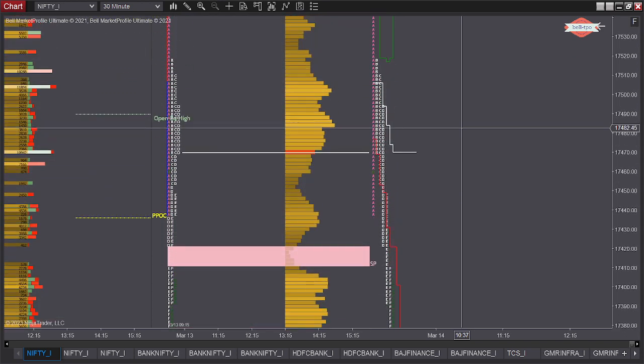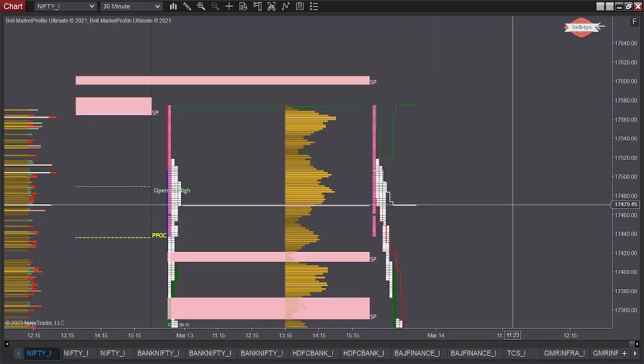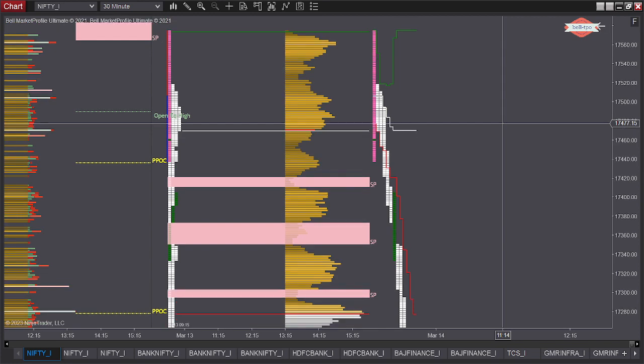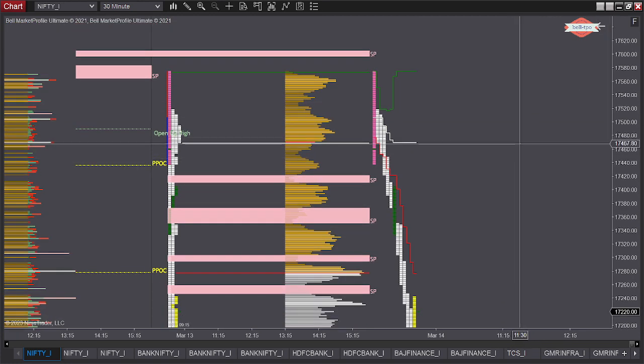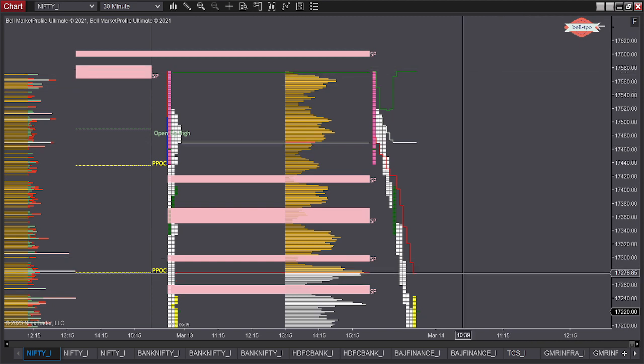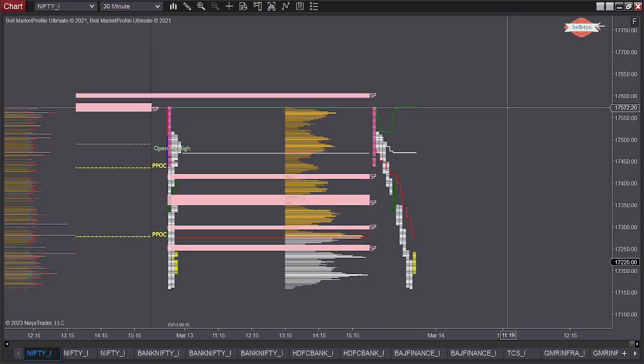So we track the 30 minutes activity on the market profile charts. This is my market profile chart. If I squeeze it, this is how the chart looks. Market profile charts have three basic things. One is known as POC. Second is the value area high and value area low. Value area high and value area low is the area where, in a day, 70% of the time the price has traded.